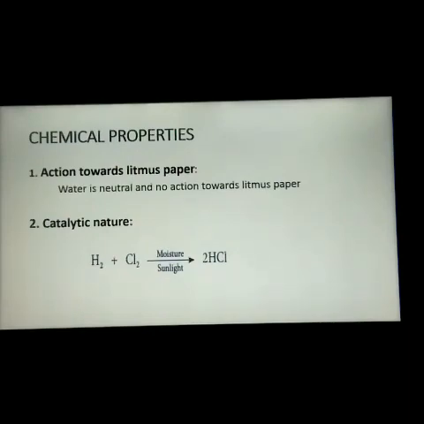And next, coming to the next property, that is catalytic nature. Water acts as a catalyst in a number of reactions. Perfectly dry hydrogen and chlorine do not react in presence of sunlight. However, in presence of traces of water, they react with explosion to produce hydrogen chloride.